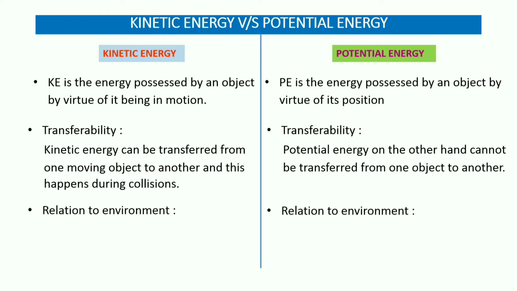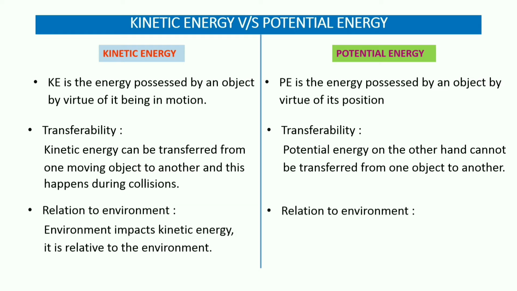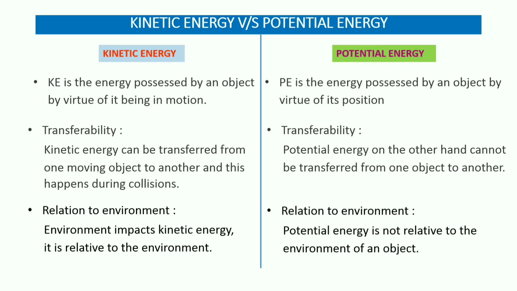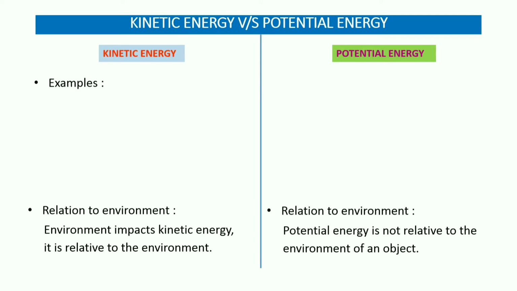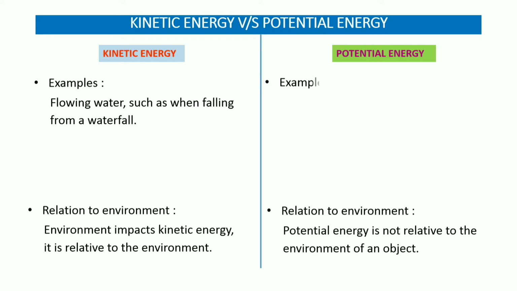Relation to environment. Environment impacts kinetic energy and it is relative to the environment. Potential energy is not relative to the environment of an object. Examples are, for kinetic energy, flowing water such as when water is falling from a waterfall, and for potential energy, an example would be water in a dam. Formula to measure kinetic energy involves velocity. Kinetic energy is measured as half mv squared.